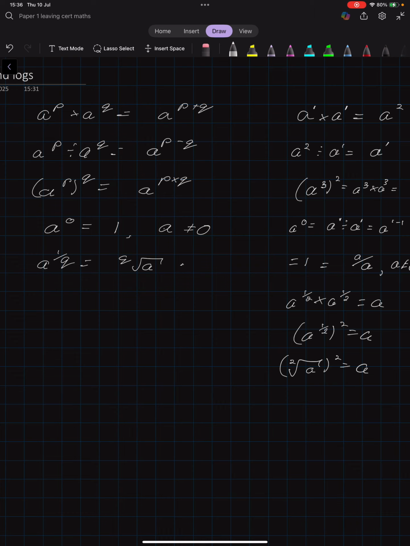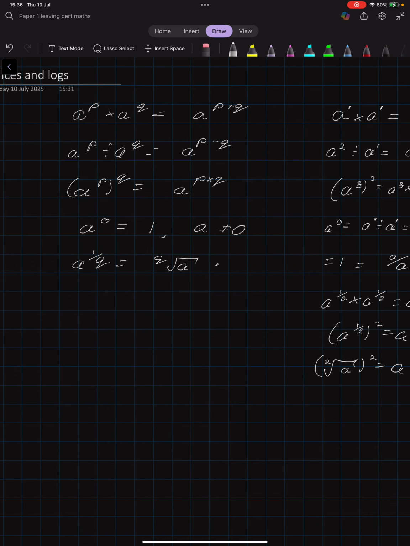That's the most important one. That's the most common one. So just have in your head that if you have a to the power of a half, that's just the square root. Okay. A to the power of p over q is just equal to the q-th root of a to the power of p.